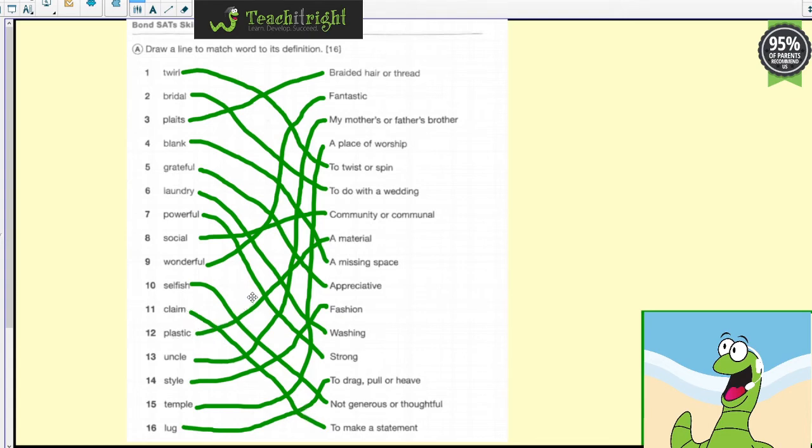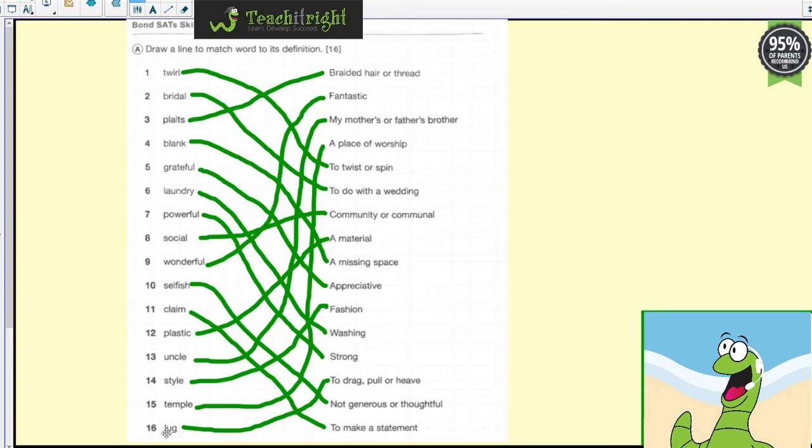Number 12, plastic is a type of material. Number 13, your uncle is your mum or dad's brother. So it's your parents' brother, could be an uncle, be it mum or dad. Number 14, style. Your style could be your fashion, your sense of style. A temple could be a place of worship. So you go to the temple to worship.